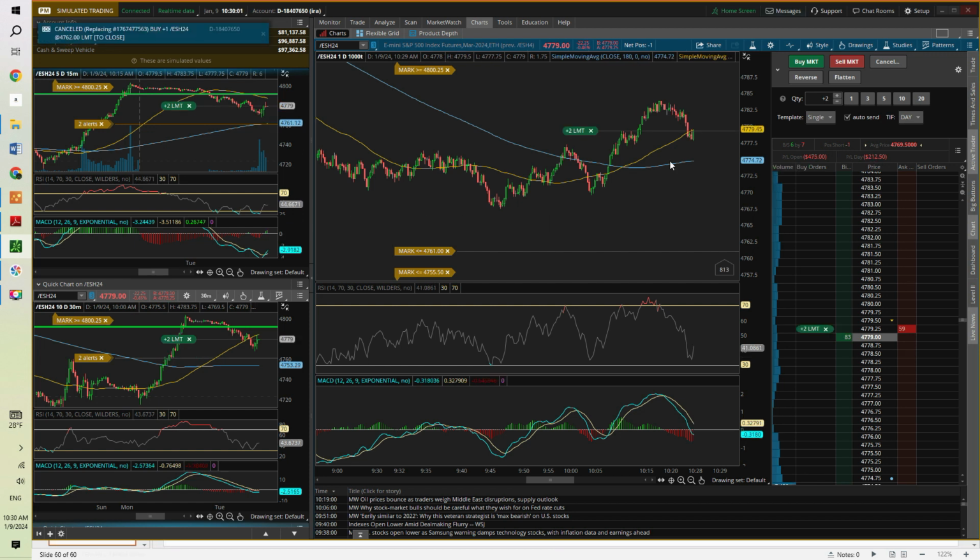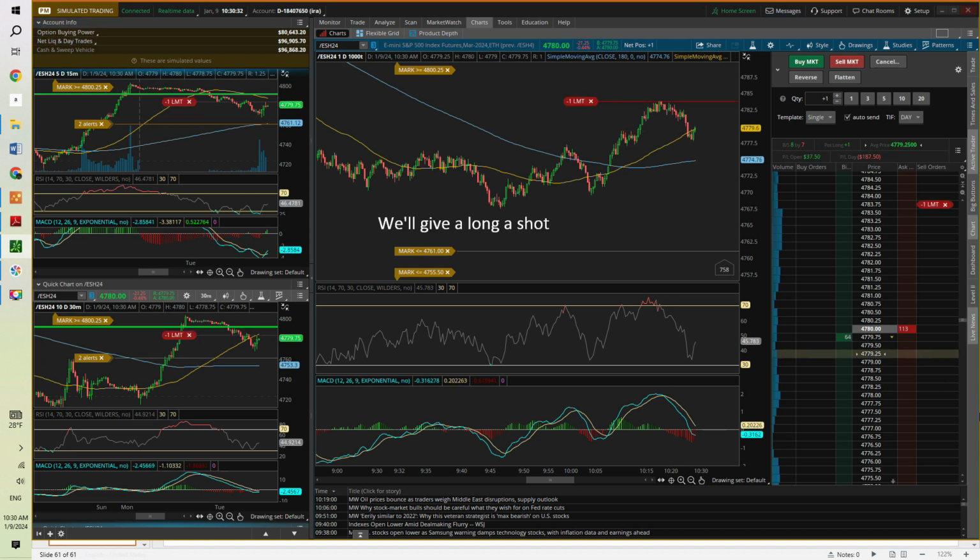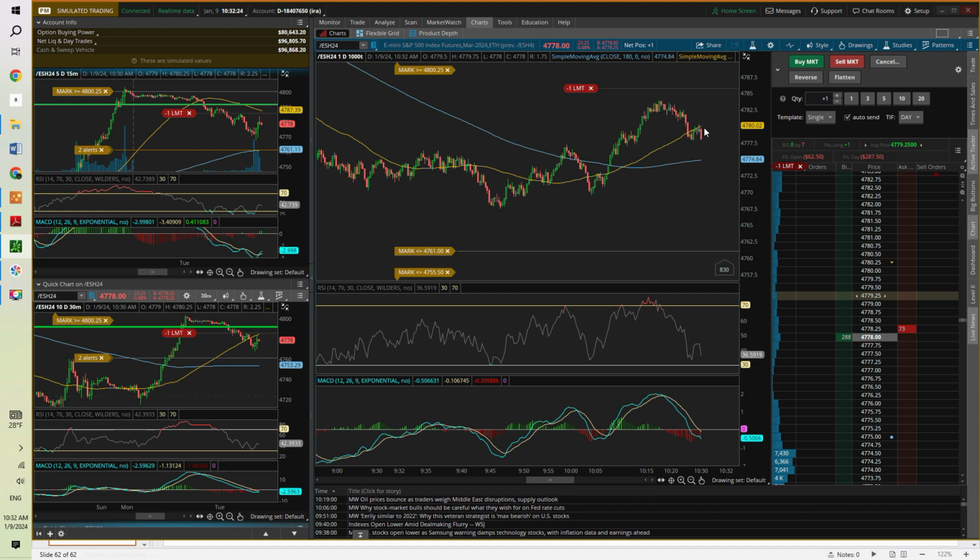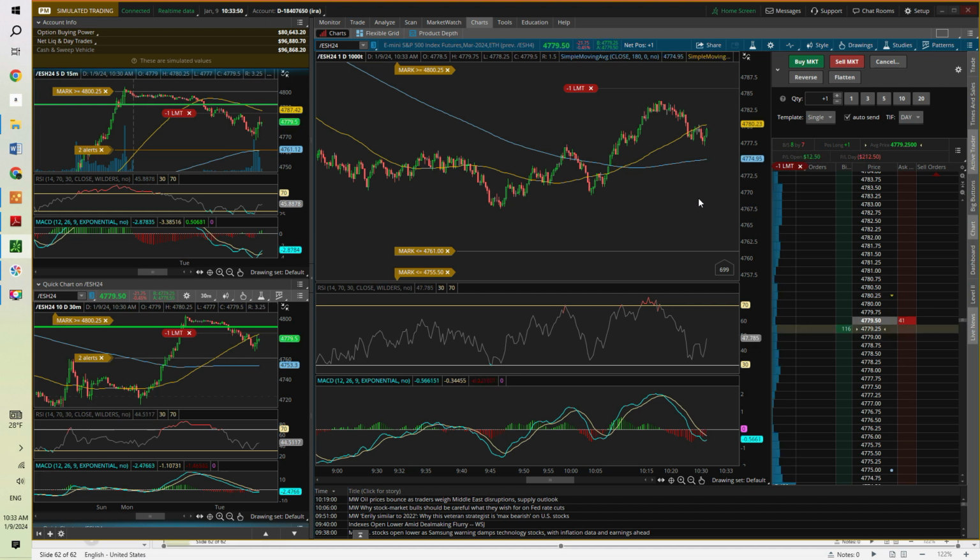I decided at this point, okay, it looks like it might be bouncing. So I did a reverse. MACD is also looking like it might be turning. Reverse and getting into a long position here. And I put in my pre-order up here where I thought it might go. It just didn't want to get up there.